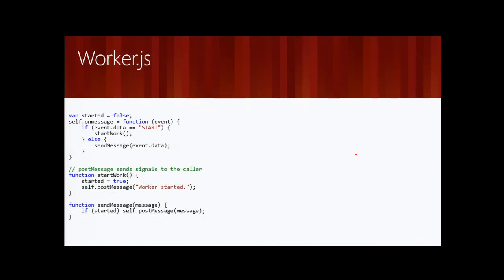The worker itself is pretty simple. It has a callback for whenever it receives a message, and it has a function called start work. It doesn't have to be this complex. We're implementing it as complex on purpose so you can see some of the nuances. What we're doing here is if you send a message called start, we're going to call the start work method. Any other message you send, we're going to call send message. So if you call start, we're going to flip this started flag to true, and then we're going to post the message saying the worker is started, ready to go. If you send any other message, we're going to echo the message back to you.